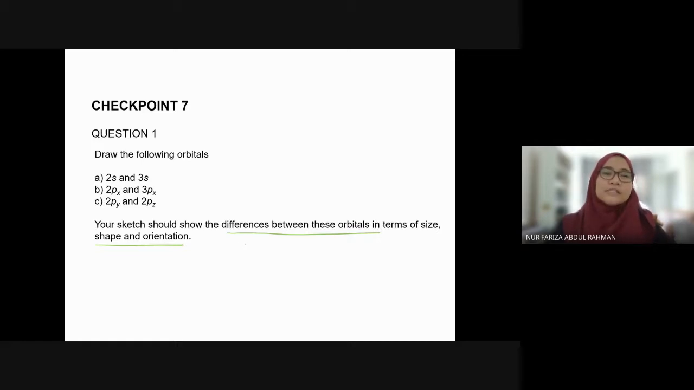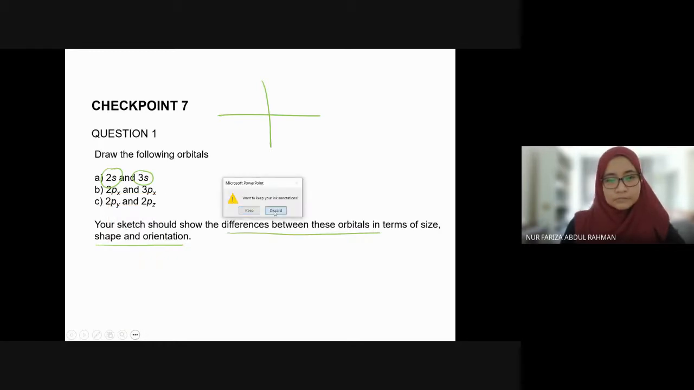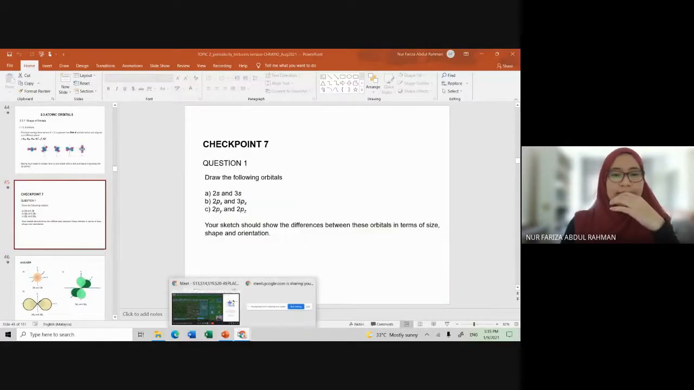So please draw. I would highly suggest you to draw on the same axis. Meaning that you should have one axis lah. One axis bukan maksudnya satu set axis. Katakanlah ini you punya axis. So you should have 2S and 3S on the same axis. Faham ya? So try to draw it first and then we will discuss it later on. I'll give you 2 minutes for this question. Anyone has any question?